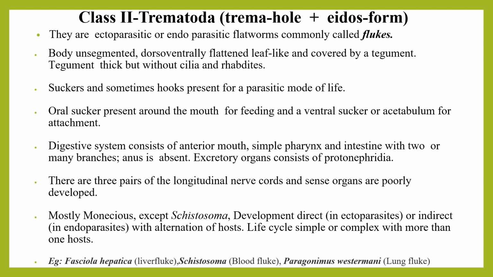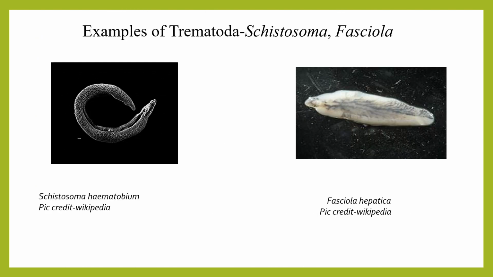They are mostly monoecious, example Schistosoma haematobium, and the development is direct in ectoparasites or indirect in endoparasites with alternation of hosts. The life cycle is simple or complex with more than one host. Here the examples are Fasciola hepatica, the liver fluke, which inhabits the liver; Schistosoma haematobium, the blood fluke, which inhabits the blood vessels; and Paragonimus westermani, the lung fluke. These are examples of the class Trematoda.